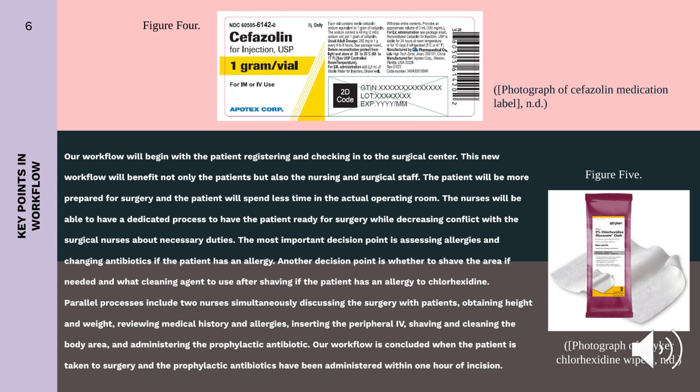The most important decision point is assessing allergies to antibiotics and the chlorhexidine. If there is an allergy, an alternative order must be requested. Parallel processes include two nurses working together and discussing surgery with the patient, obtaining height and weight, reviewing history and allergies, starting an IV, shaving and prepping the area, and administering the antibiotic.